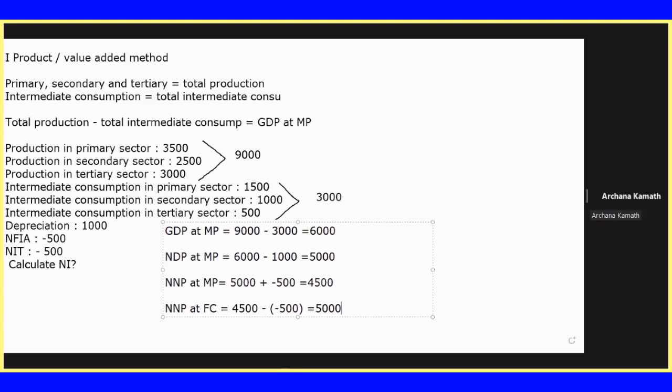This is the first method of calculating national income: the product method or value added method.